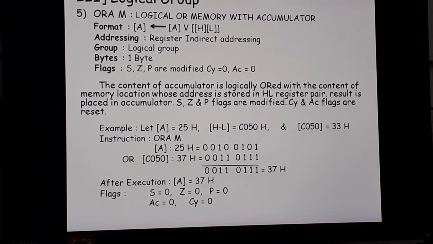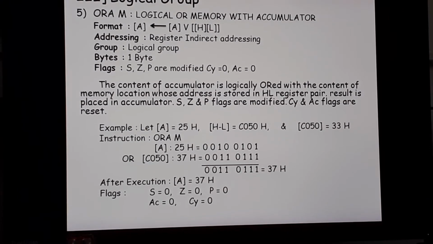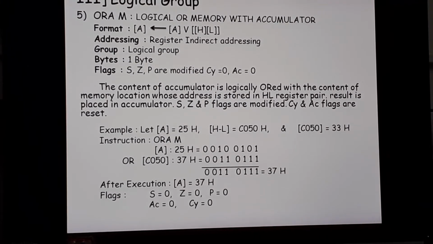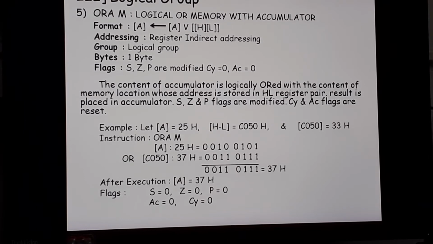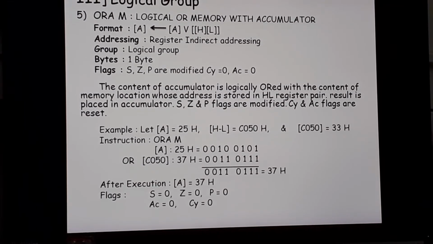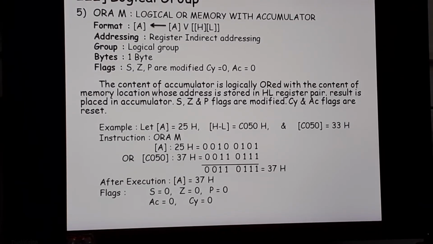Format is A OR M, and the result is placed in the accumulator, so the arrow is moving towards A. Addressing mode will be register indirect addressing mode. Why? Because there is M which is present in the instruction. Group is logical group, bytes will be 1 byte and the flags will be the same as previous.